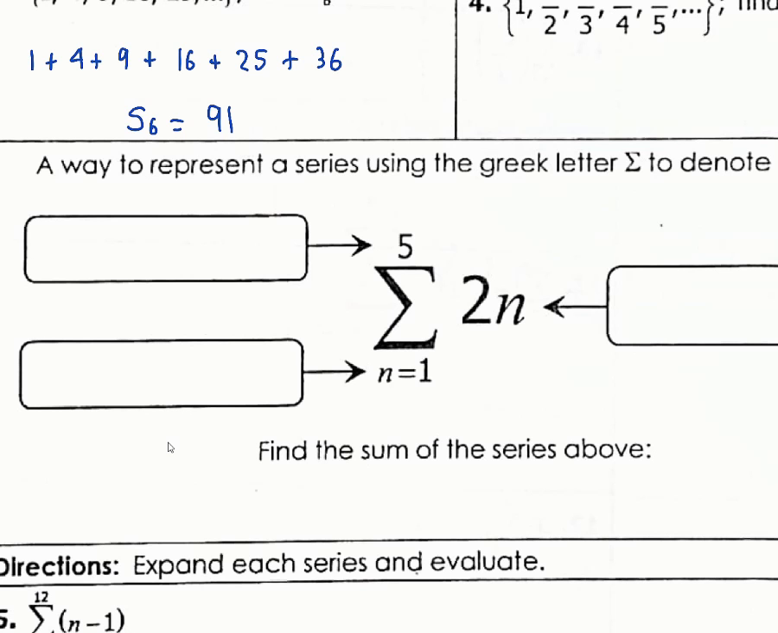Y'all follow? So this right here has to be an explicit formula. It will not work with recursive, guys. It has to be explicit. So that's an explicit formula that represents the sequence. And then this bottom number is going to be the first term number. And then, of course, the top number is going to be the final term number.